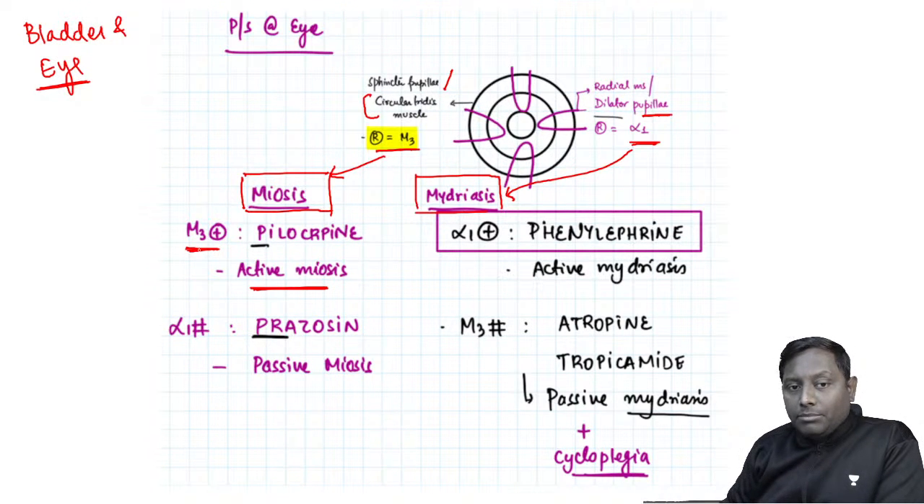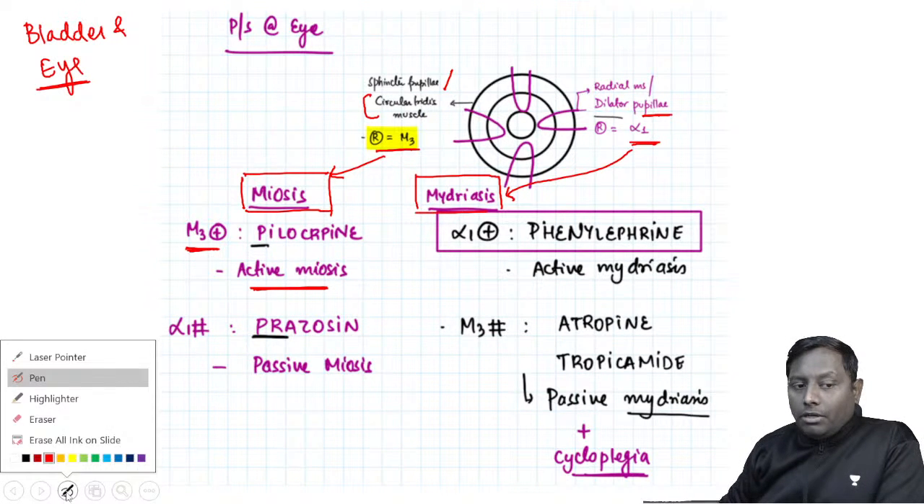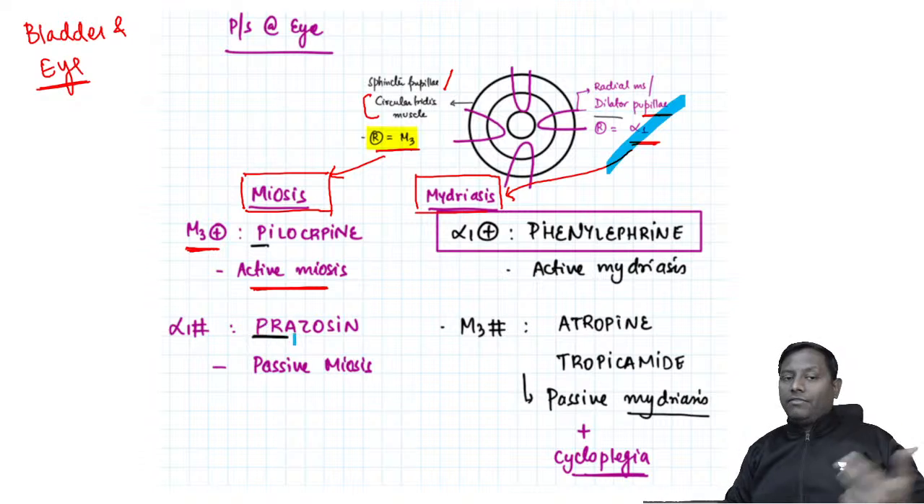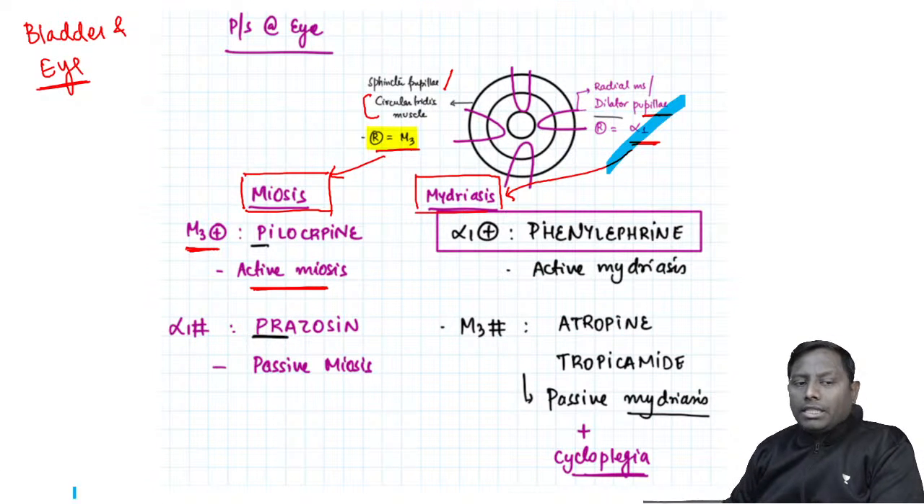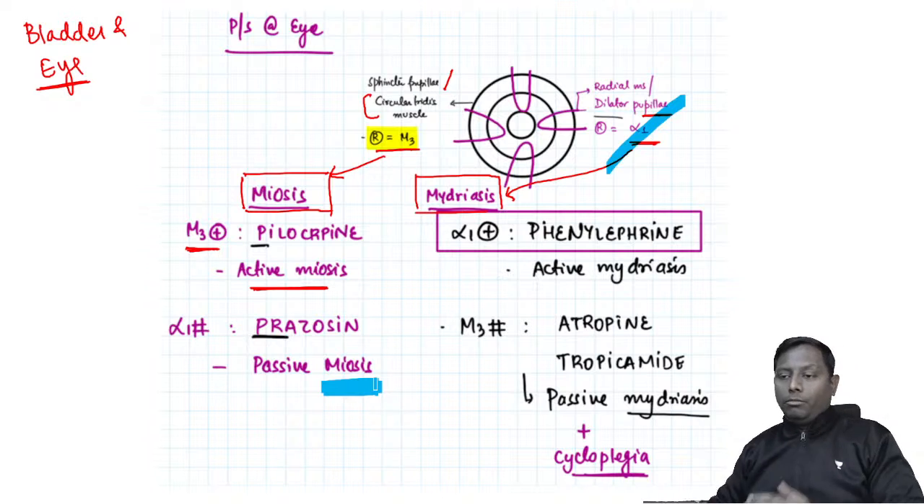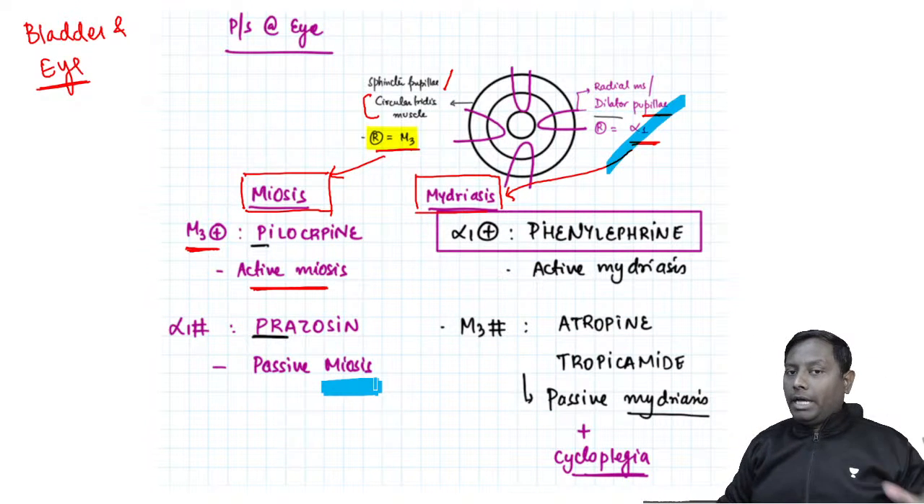See, M3 is causing miosis and alpha 1 is causing mydriasis. If you block the activity of alpha 1 or if you block the sympathetic activity, what will be the outcome? Think and tell me. If you block the activity of alpha 1, the parasympathetic tone will automatically be high. So let's say alpha 1 blocker like prazosin or any other non-selective alpha blocker like phentolamine, tolazoline, they can also cause miosis. This type of miosis will be known as passive miosis, because again, when you block sympathetic, parasympathetic tone will be high.